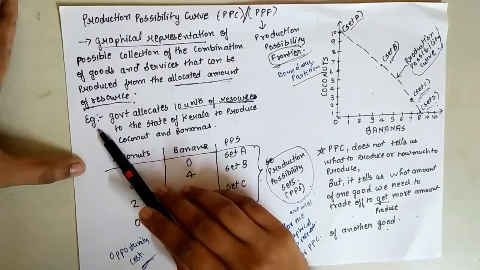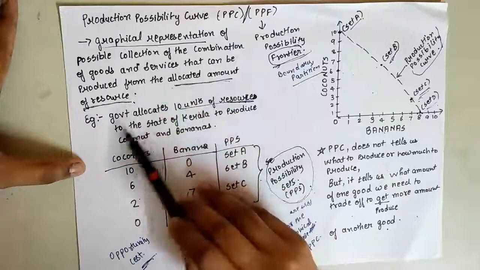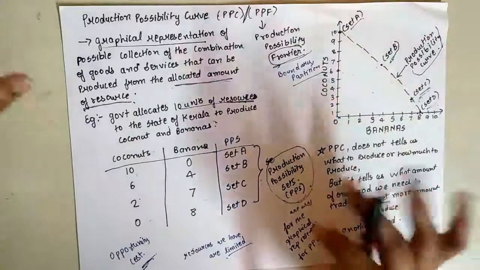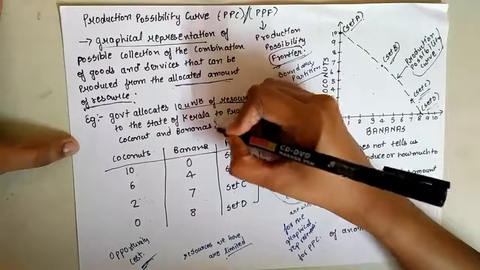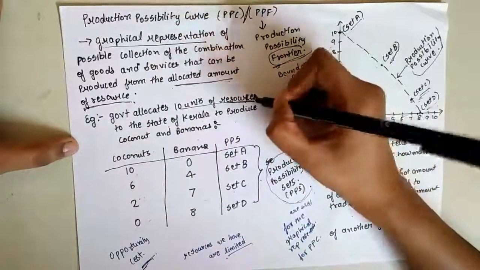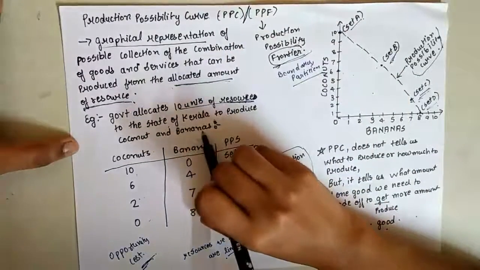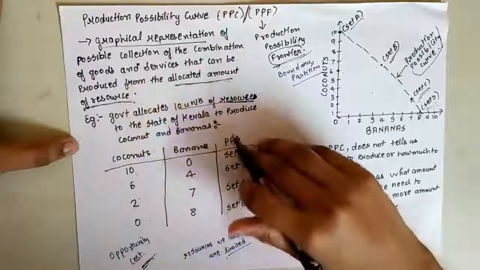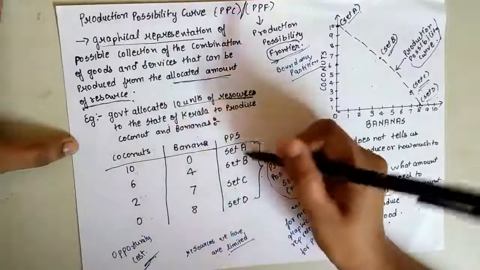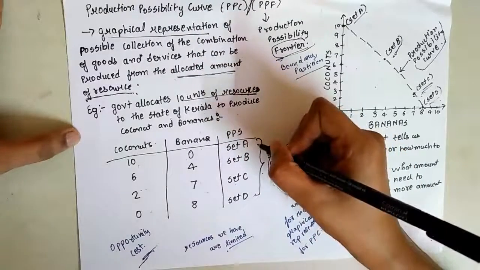Let's take an example. The government allocates, say, 10 units of resources to the state of Kerala to produce coconuts and bananas, just a hypothetical situation. Now it is up to the state of Kerala to decide how much coconut and how much banana they can produce with 10 units of resources. So there will be various possibilities for this. These are some of the sets of possibilities they will consider.